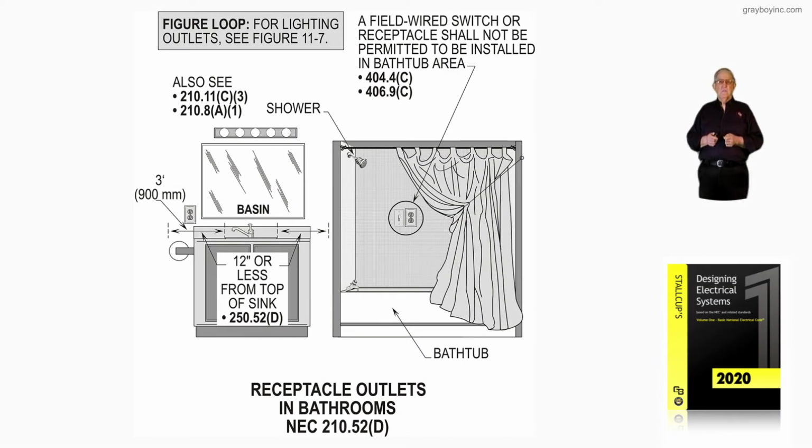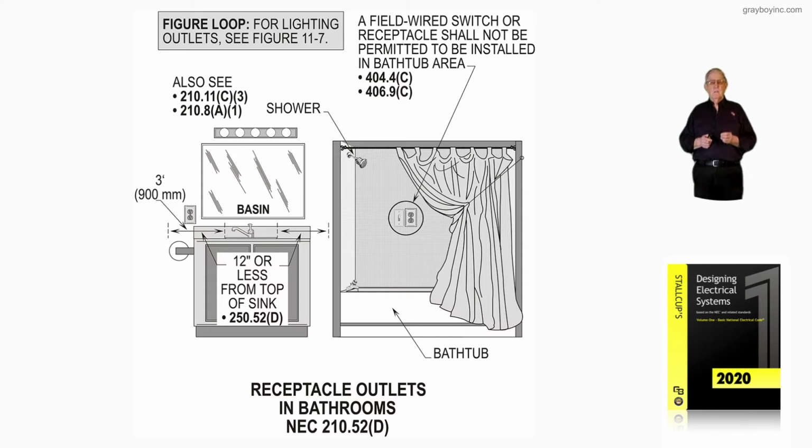Now this illustration deals with location of receptacle outlets in bathrooms in accordance with 210.52(D). Now notice when we review 404.4(C) and 406.9(C), we're not allowed to install a switch or receptacle in a shower or in a bath above the bathtub area, either one. But we know these rules you won't find in Article 210.